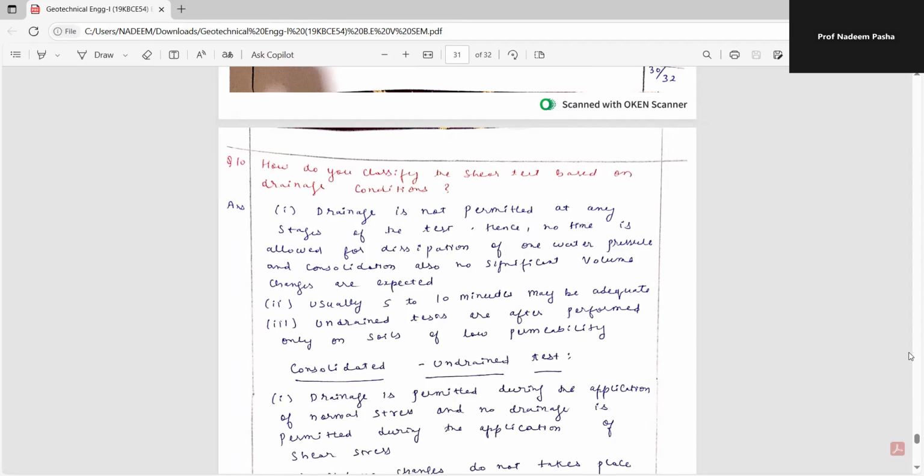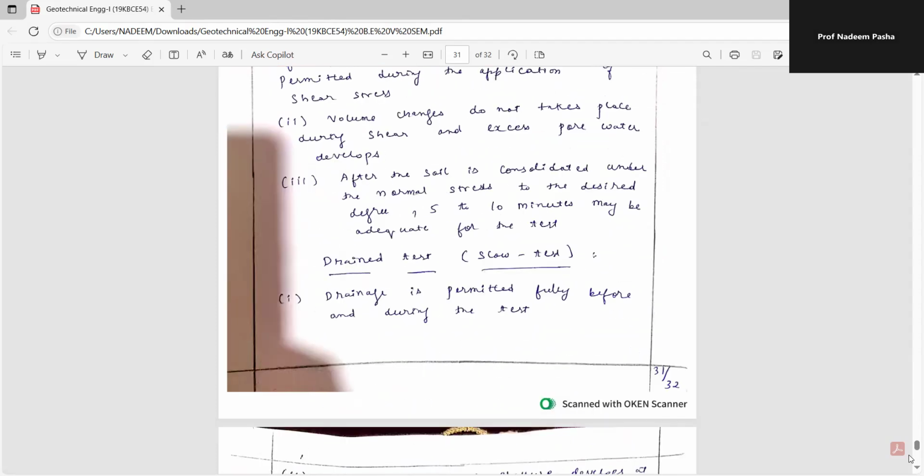Consolidated undrained test. Drainage is permitted during the application of normal stress and no drainage is permitted during the application of shear stress. Volume changes do not take place during shear and excess pore pressure develops. After the soil is consolidated under the normal stress to the desired degree, 5 to 10 minutes may be adequate for the test.